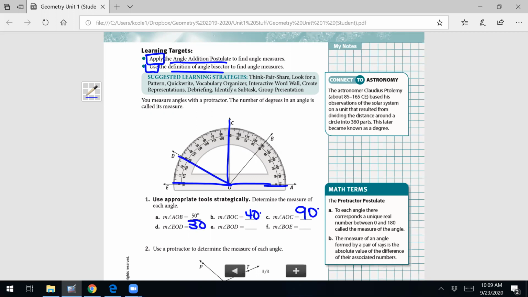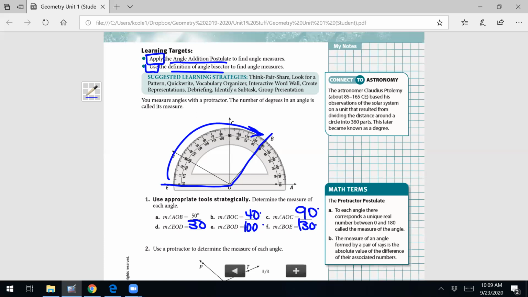BOD. Where's D at? Oh, I messed it up. There it goes, it is this one, BOD. Okay, so you're going from, what's that, 30 to 130. So yes, 100. Good, John. The next one is BOE. Good, because we're going from 0 here all the way to 130. So that's 130 degrees. Everybody okay with reading that protractor?